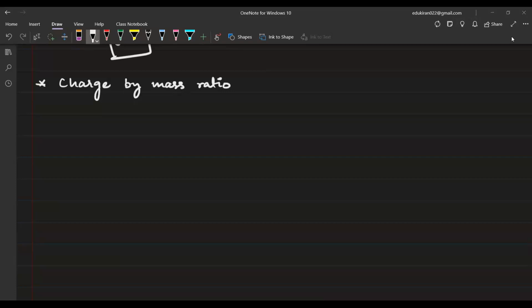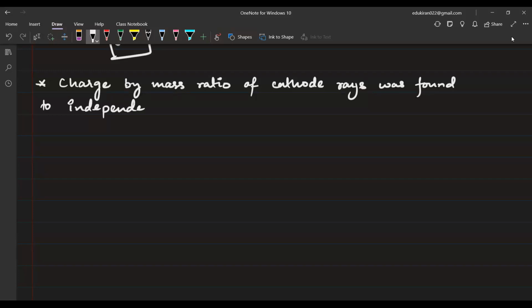Charge by mass ratio of cathode rays was found to be independent of the gas used in the discharge tube.